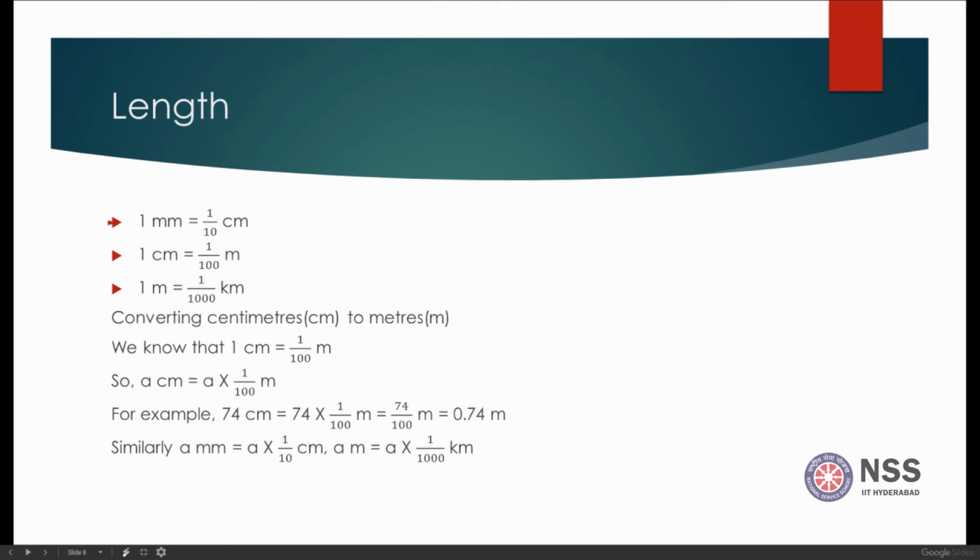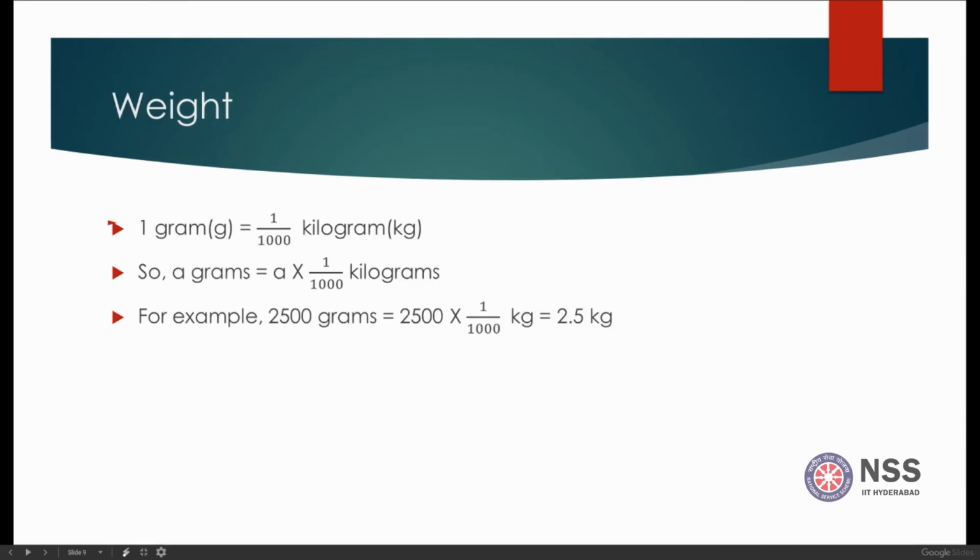So then what about A millimeters? A millimeters is equal to A by 10 centimeters. Let's say 6 millimeters. That is 6 by 10 centimeters, that is 0.6 centimeters. Okay. Now I guess you have a basic idea of length. Let's move to weights. The common quantities in weights are grams and kilograms.